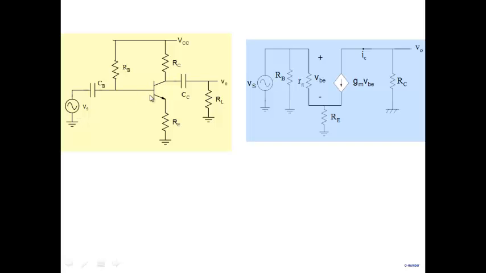Earlier, the entire 20 millivolts was appearing across the base emitter junction. Now this 20 millivolt, some will appear here and some will appear here. We can easily calculate the relationship between Vs and VBE. Vs equals VBE times (1 plus gmRE). It's a simple relationship that you can derive.